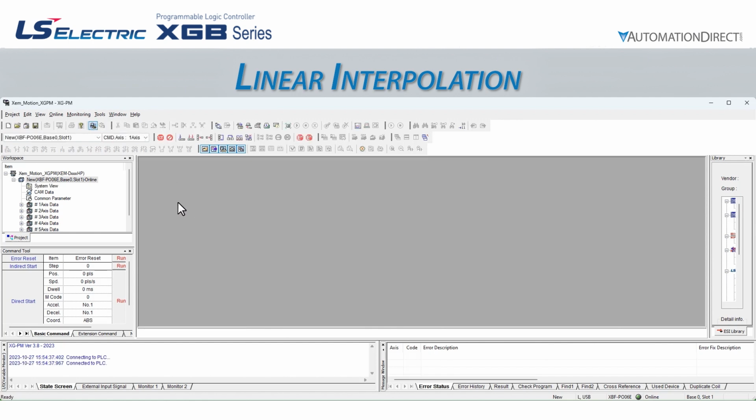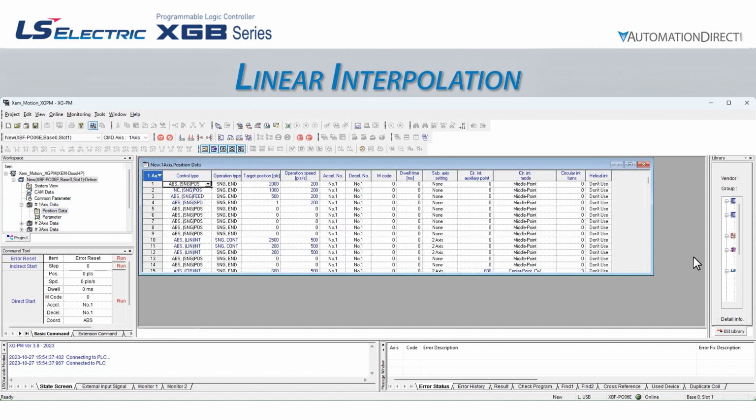We have already configured axis 1 and axis 2 parameters in the help topic on initial motion configuration. Please refer to it for more details. To open the position data table, we will go to the project window on the left side of the screen and maximize number 1 axis data. We can then double-click on Position Data. This will open the one-axis position data table.